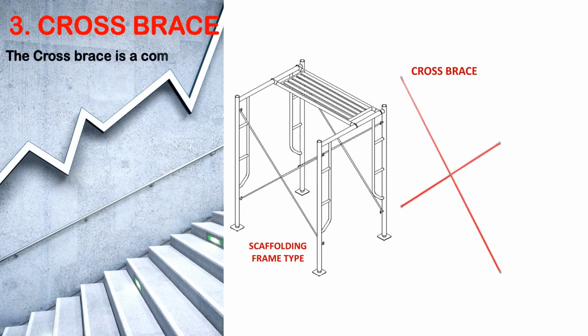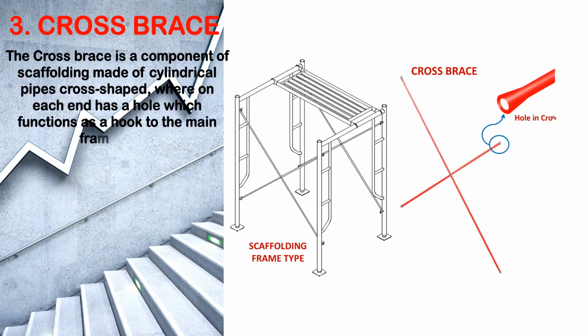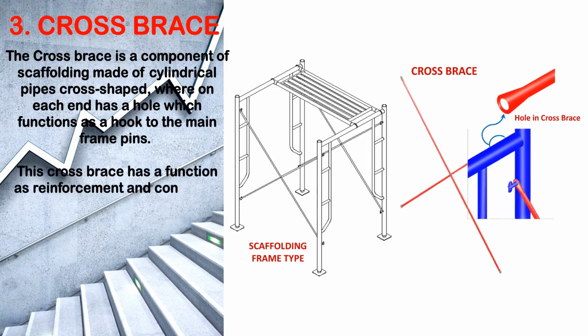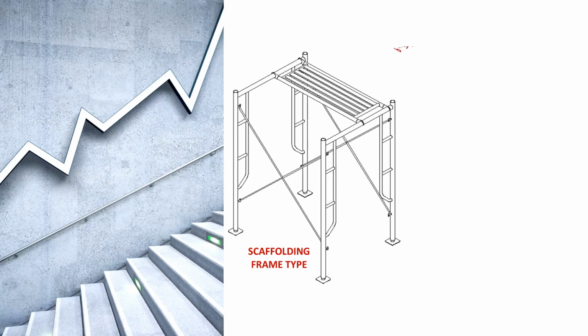Number 3. Cross brace. Cross brace is a component of scaffolding made of cylindrical pipe in a cross shape, whereon each end has a hole which functions as a hook to the main frame pins. The cross brace has a function as reinforcement and connector to the main frame so the scaffolding building is not easy to tilt.